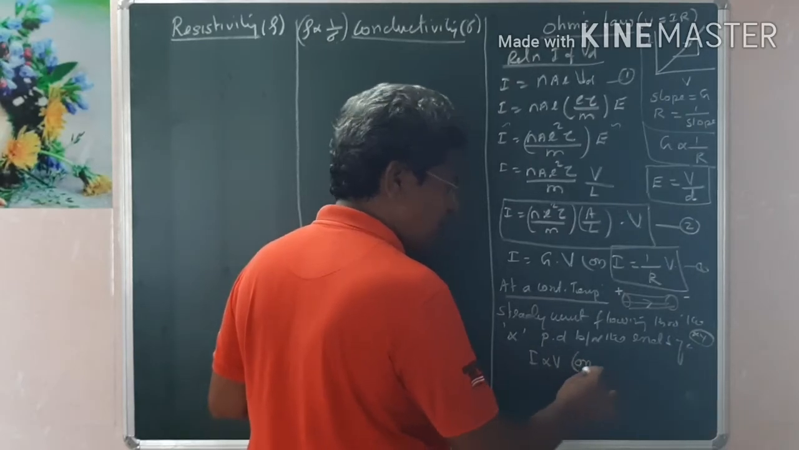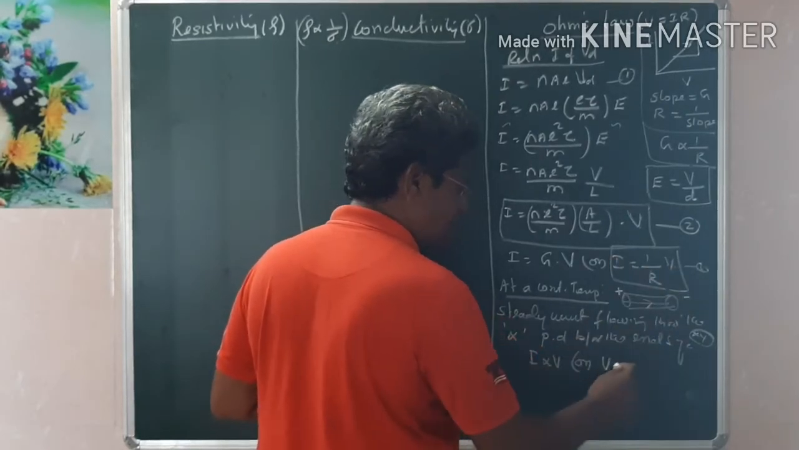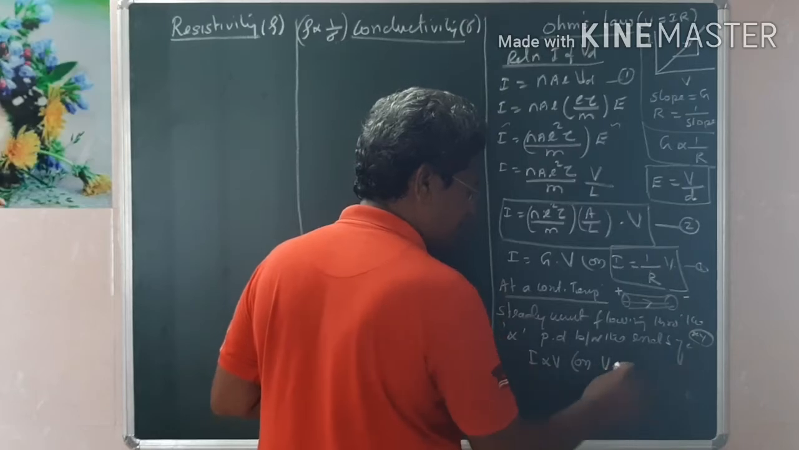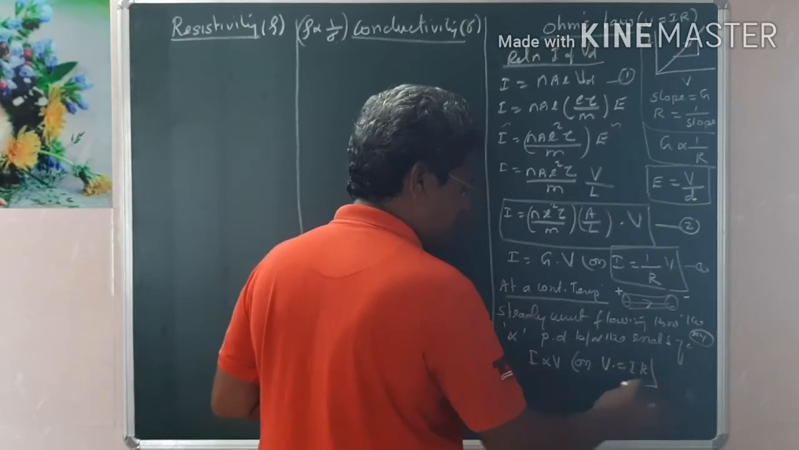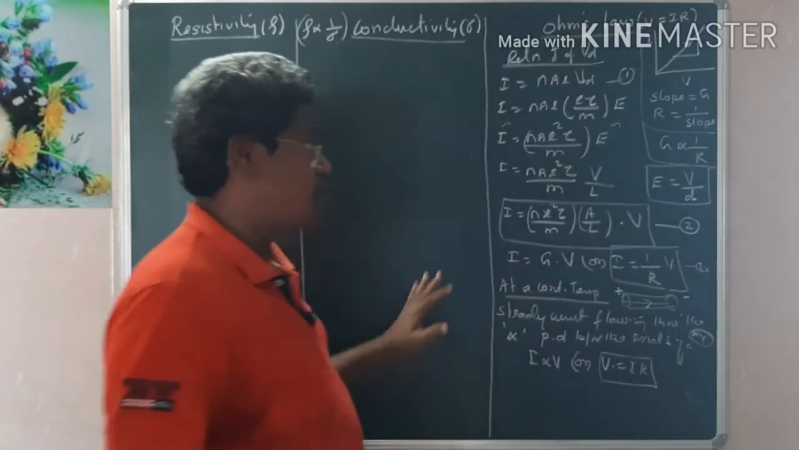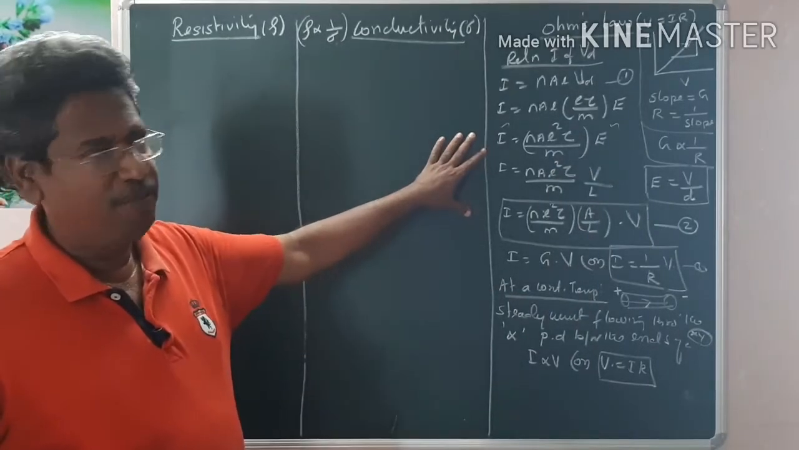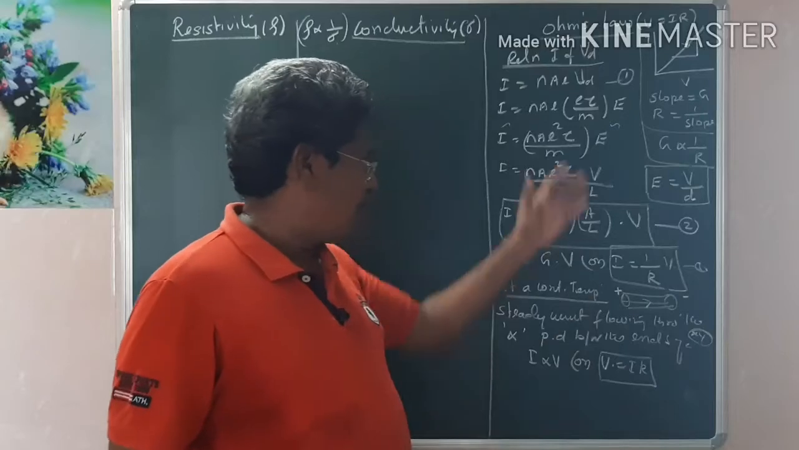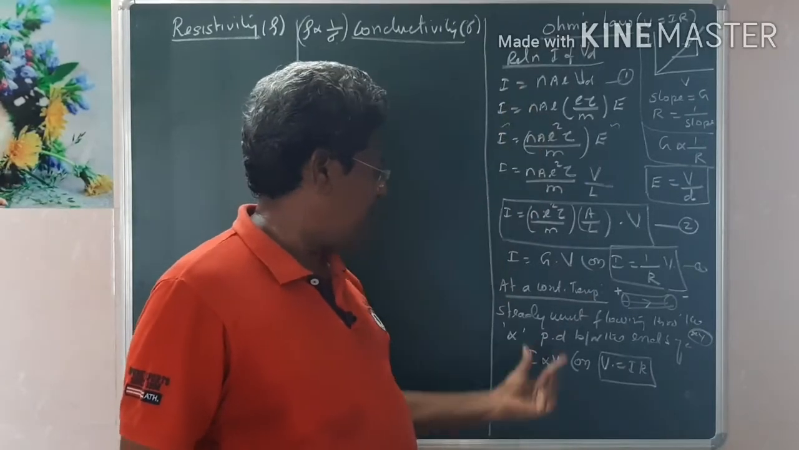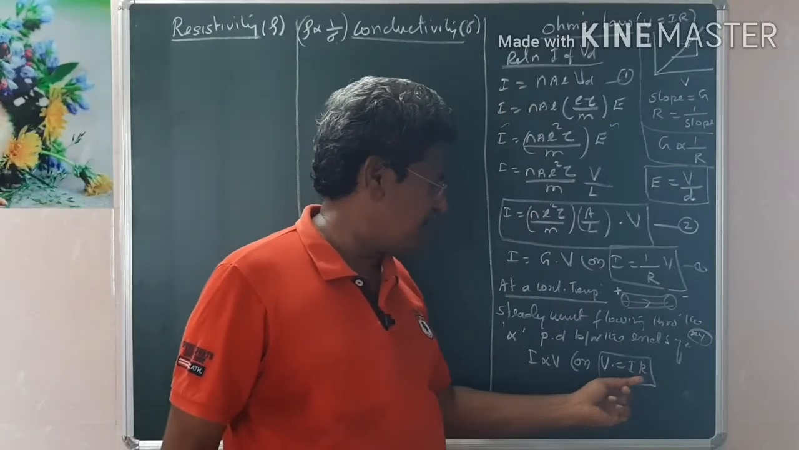Or more precisely, we can write V is equal to I into R. This is Ohm's law. We have already studied this in the lower class, but this time we are deriving this equation, which is called the microscopic derivation for Ohm's law. This is very important. For this question, you have to start from here and end with I proportional to V, or V equal to I into R.